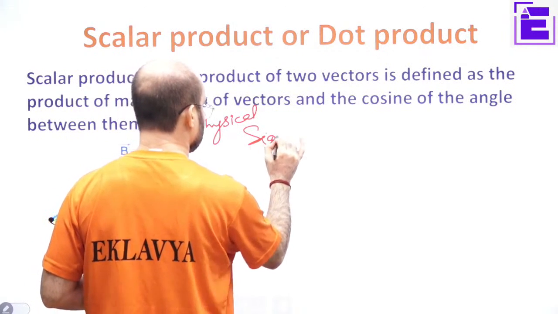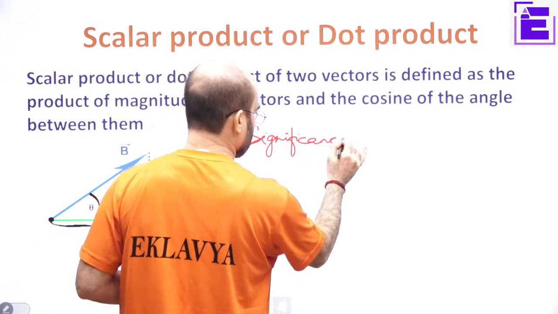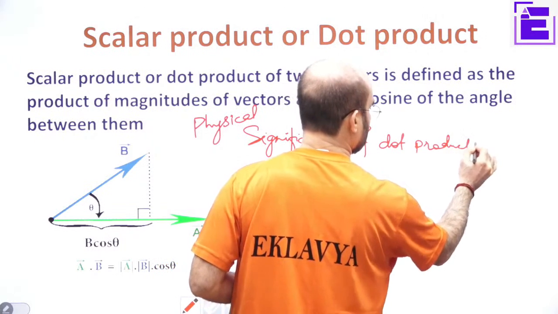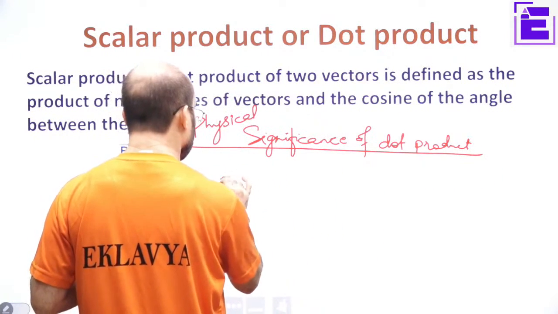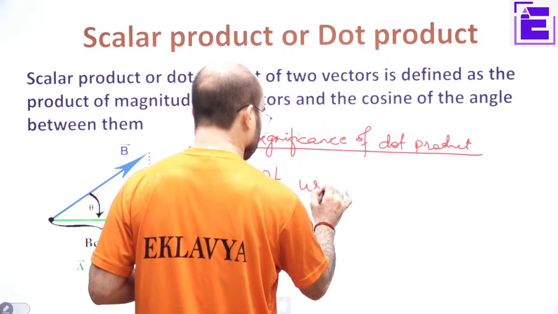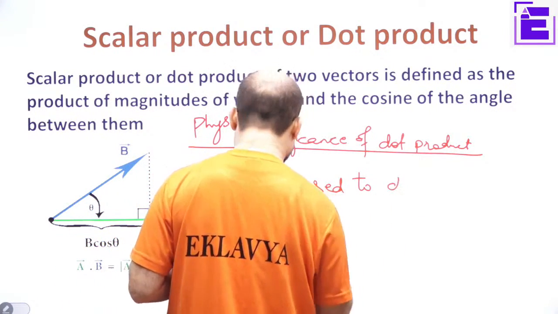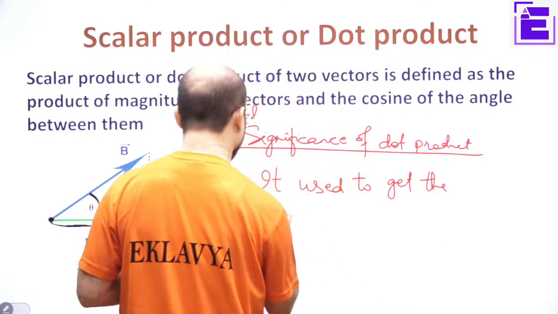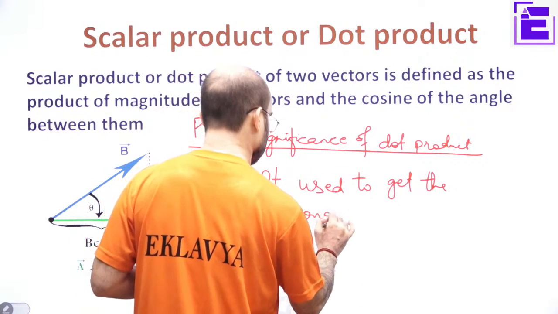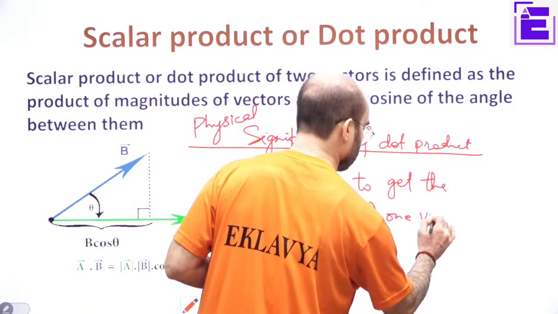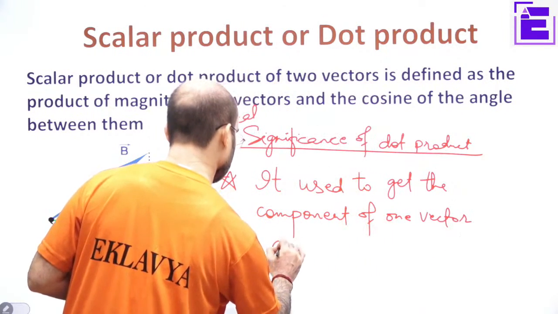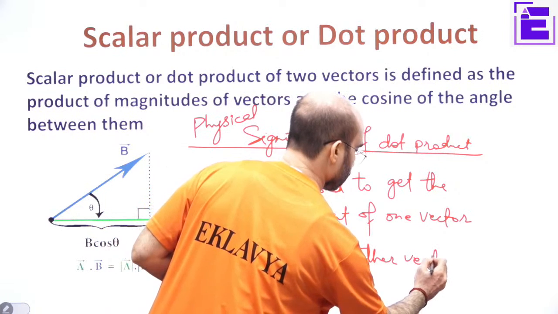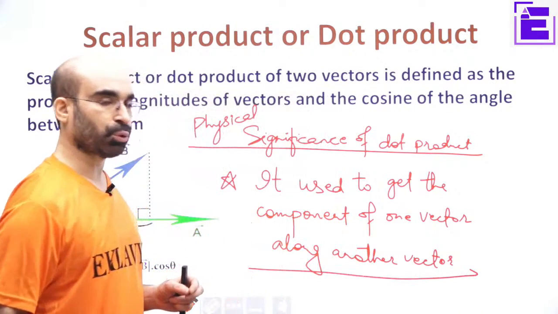So write down the physical significance of dot product. It is used to get the component of one vector along another vector, right? This is a very simple thing that you need to keep in mind.